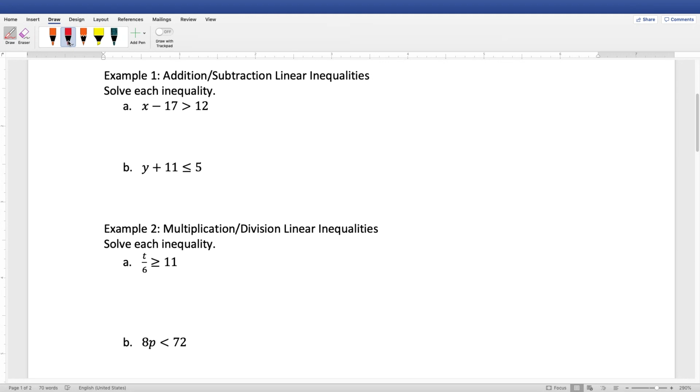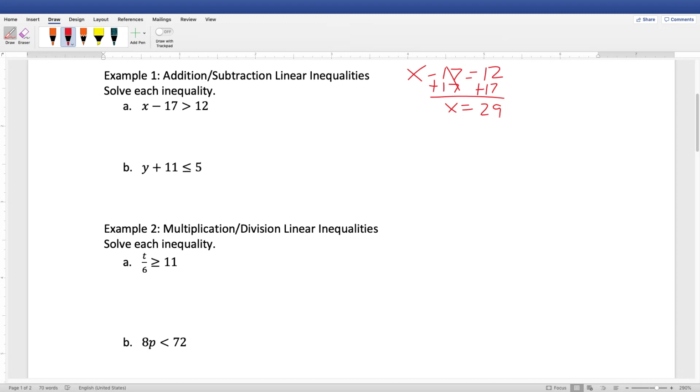Like when you have x minus 17 is equal to 12. To solve that, we add 17 to both sides. And my 17s will cancel, and I get x is equal to 29. So we're going to take that same method and we're going to apply it now to inequalities.